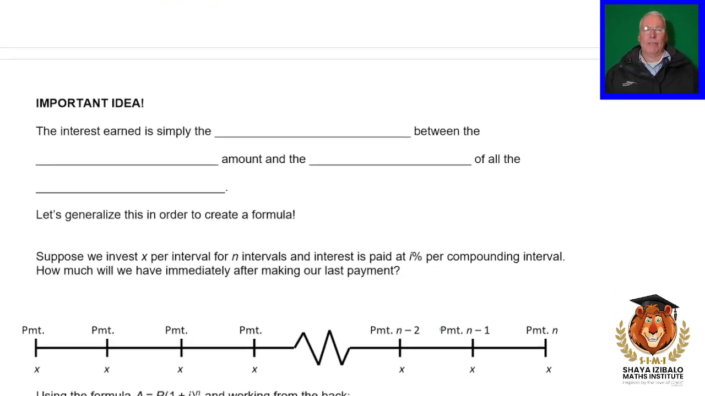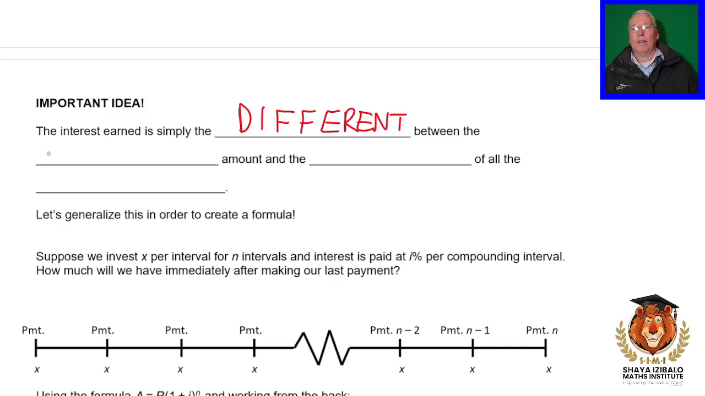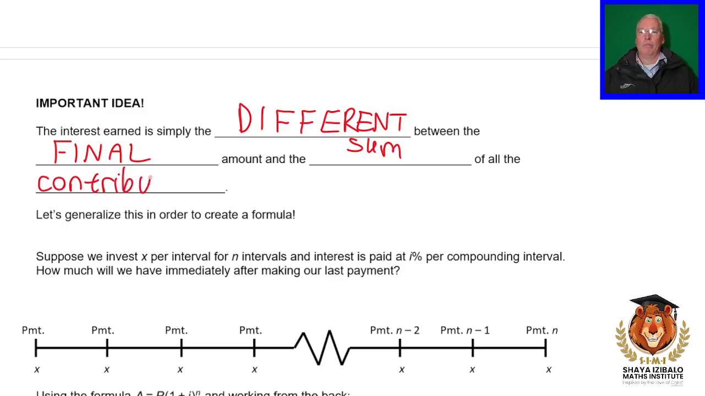If we turn over, it actually asks us to summarize that here. It says, the interest earned is simply the difference between the final amount and the sum of all the contributions. We call them contributions, payments basically.